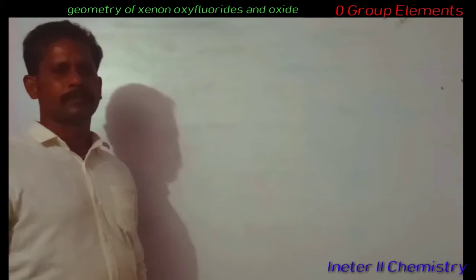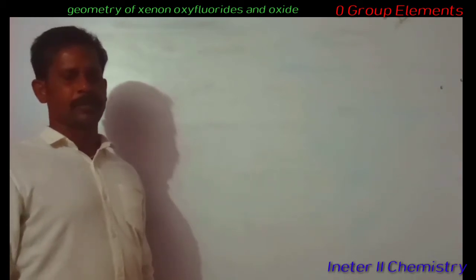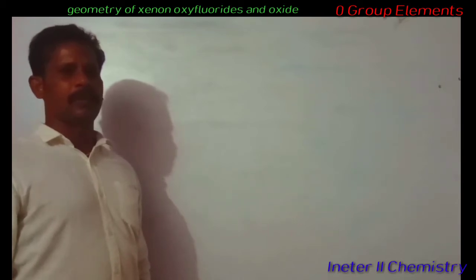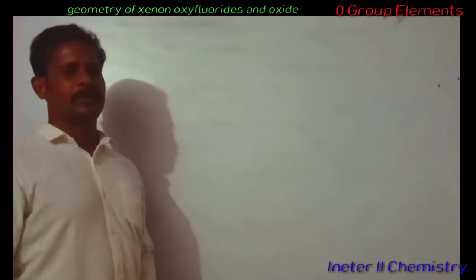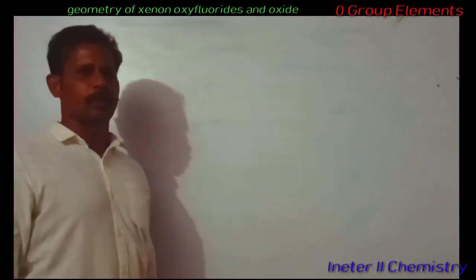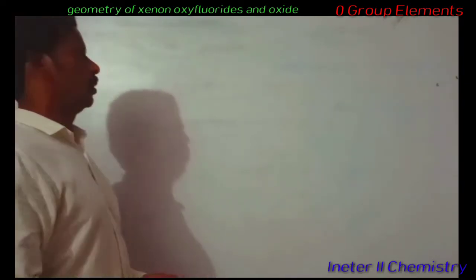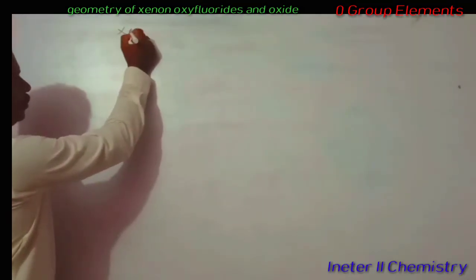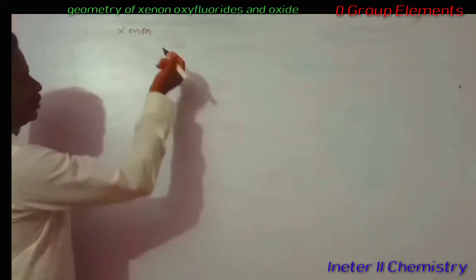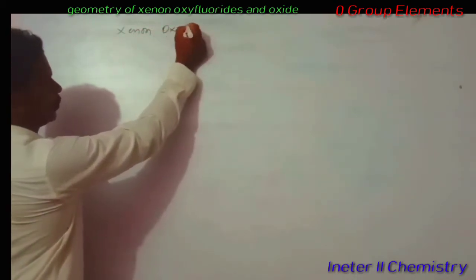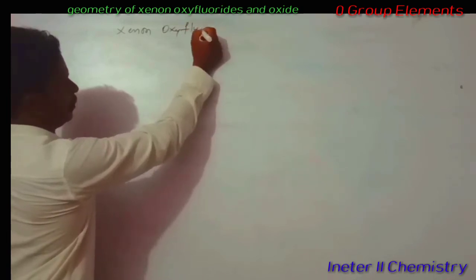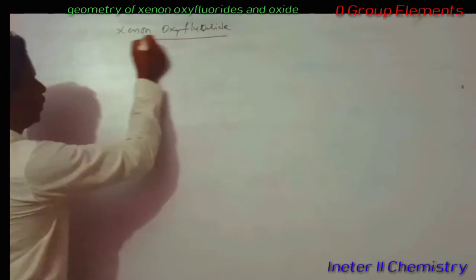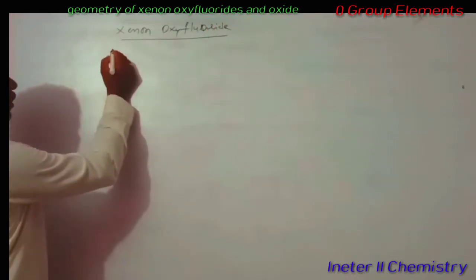Good evening to all. Today in class we are going to discuss intermediate chemistry, second year, xenon oxychlorides. Xenon oxychloride compounds belong to the 18th group elements. So here xenon can form two types of oxychlorides. So we are going to discuss xenon oxychlorides.